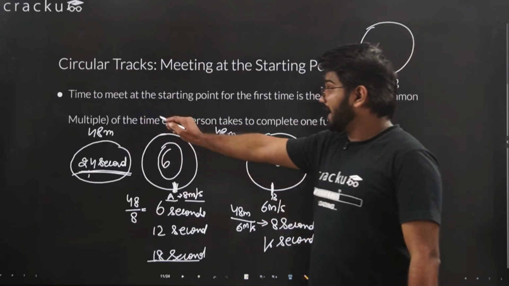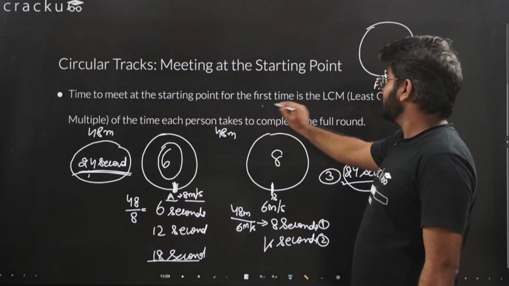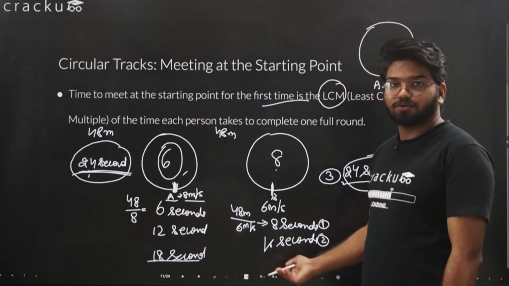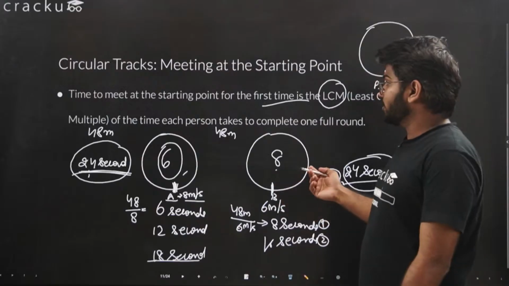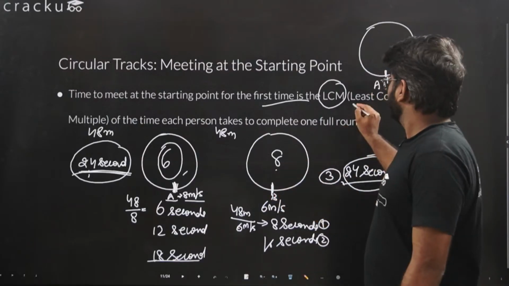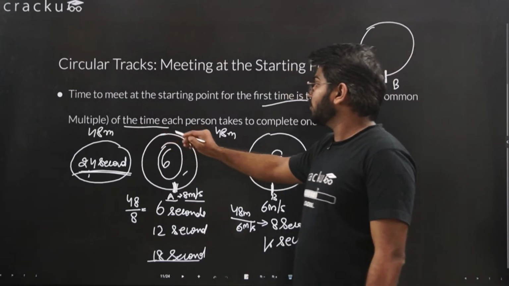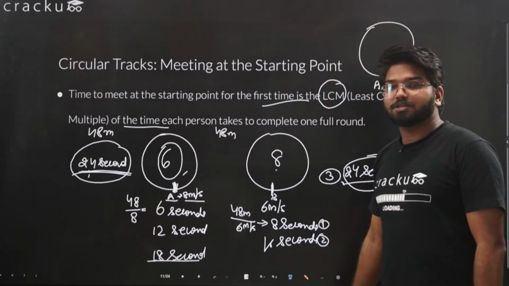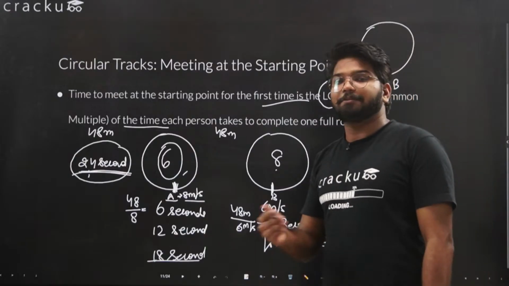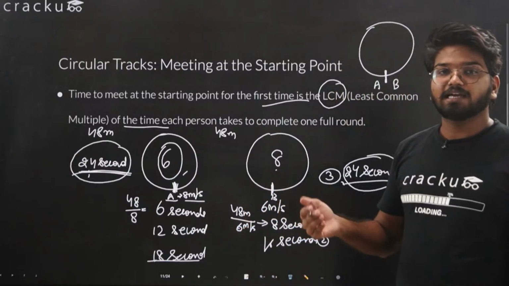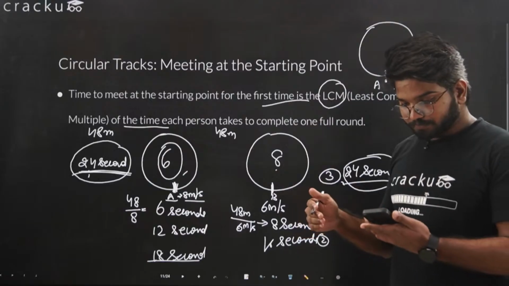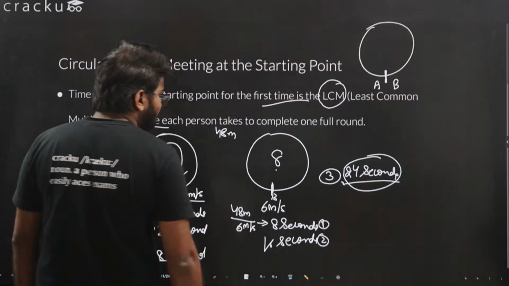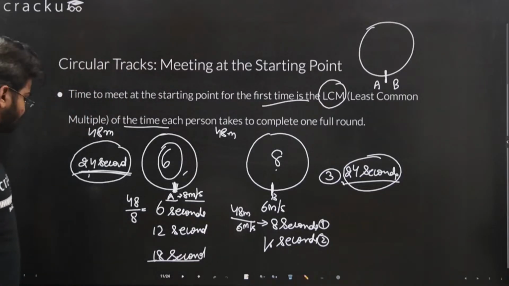So yes, the time taken to reach the starting point for the first time is equal to the LCM. LCM of 6 and 8 is 24, which is a common multiple of both. So it is the least common multiple of the time each person takes to complete one full round. So this was the whole concept. You just calculate the time taken by both persons individually and then calculate their LCM. I hope this is clear. This is a simple concept only.